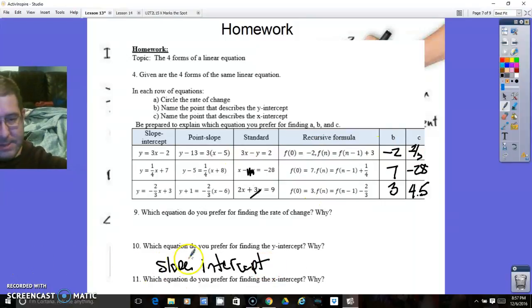Now, I'm getting pretty high on my time, so I'm basically telling you what to write right here. I use the standard form, once again, because it's only going to take 1 step. It eliminates part of the equation. Which equation do you prefer for finding the rate of change? The rate of change, honestly, you can go with this one, or this one. It really doesn't matter because they are all blatantly right there in front of you. It's right there, right there, right there. Maybe you want to go with recursive, or maybe you want to go with slope-intercept. It really doesn't matter. That's your choice because anything except for standard form is acceptable for question number 9. So it's basically up to you.